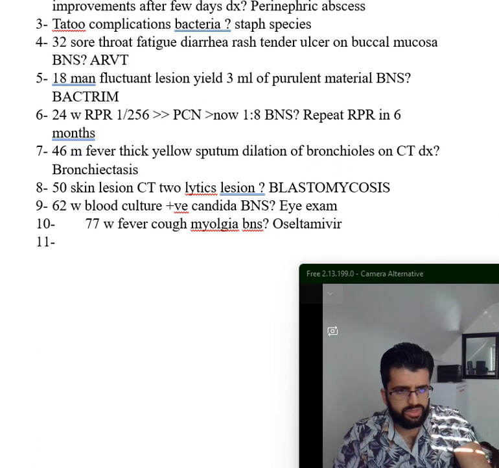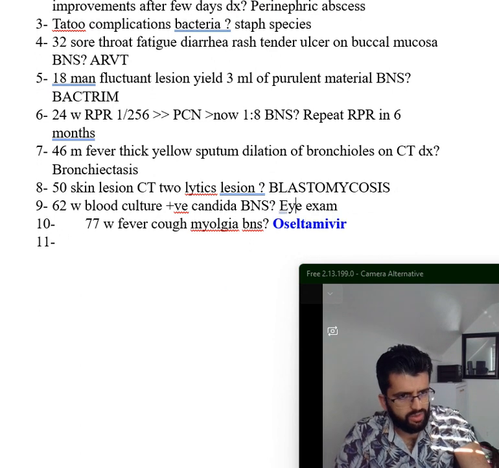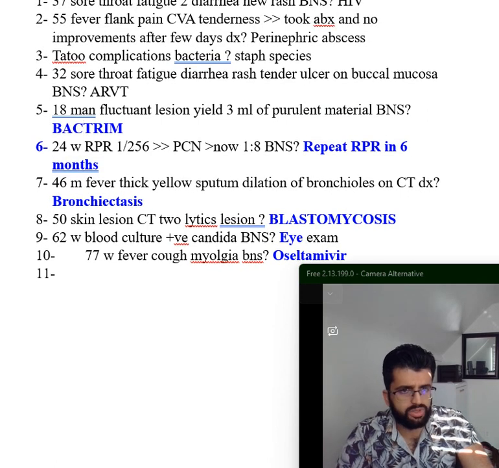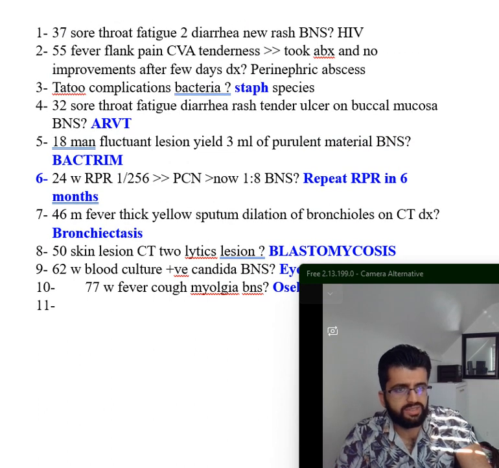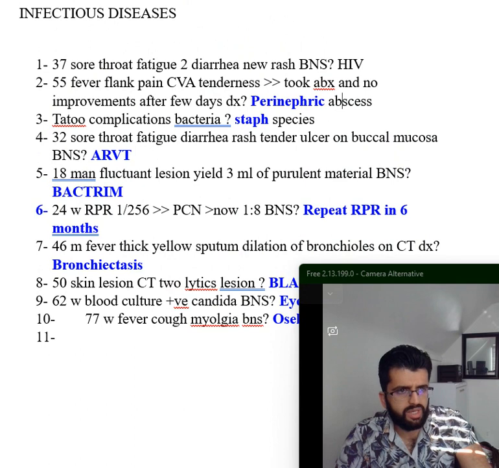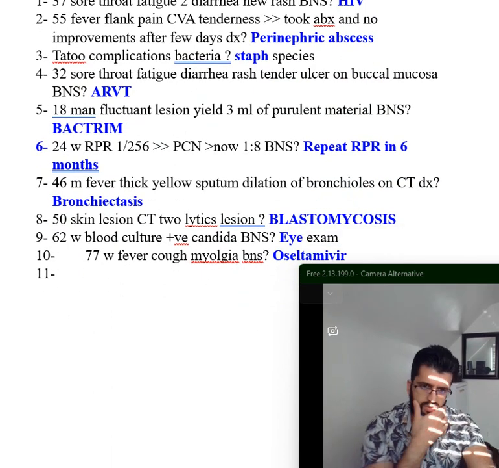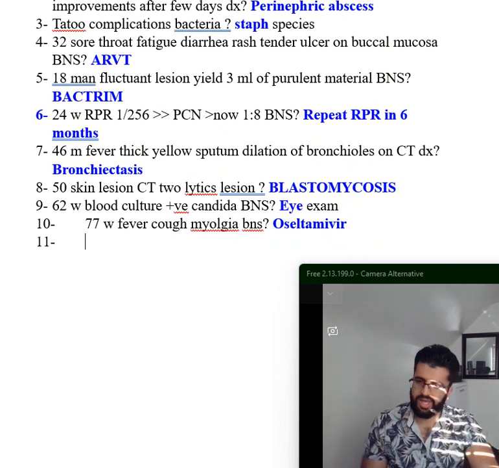Alright, let's review what we discussed. We discussed oseltamivir for somebody with a weak immune system who has influenza. Eye exam for candida in a blood culture. Blastomycosis: blast your bone. Bronchiectasis: dilation. Repeat RPR if it doesn't fall. Skin: when to give antiretroviral therapy. We talked about the background for skin infection: Staph species along with Pseudomonas. Perinephric abscess if no response to antibiotics. HIV, how do you diagnose it? And that concludes our discussion for the first section of infectious disease. We're going to continue to rock and roll and summarize more questions.